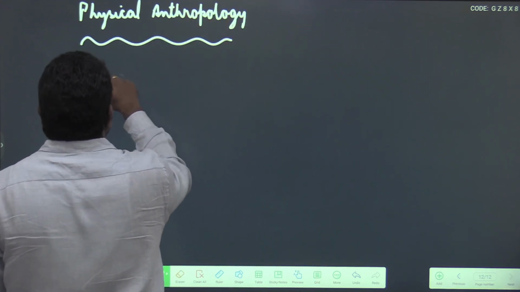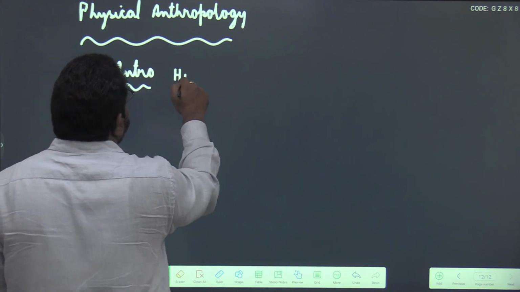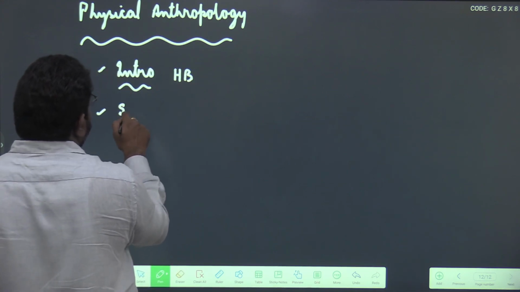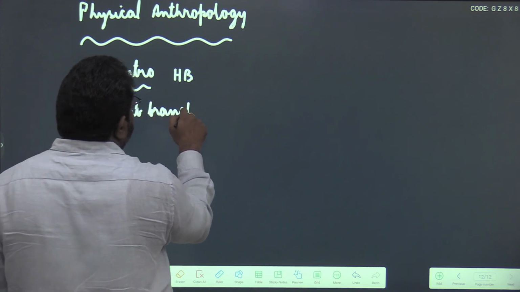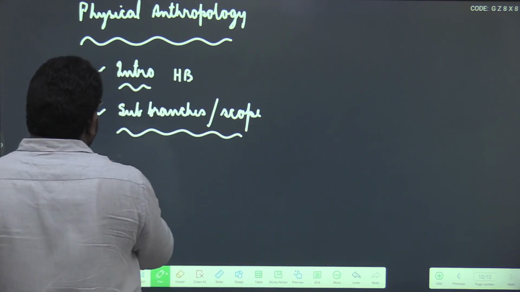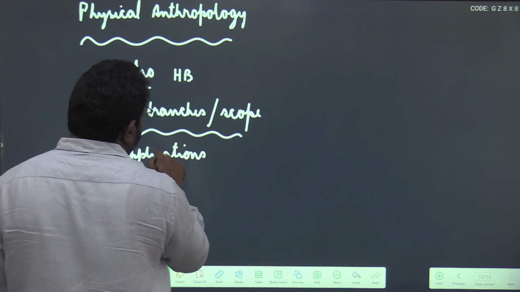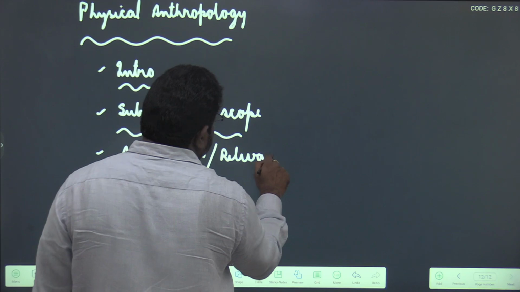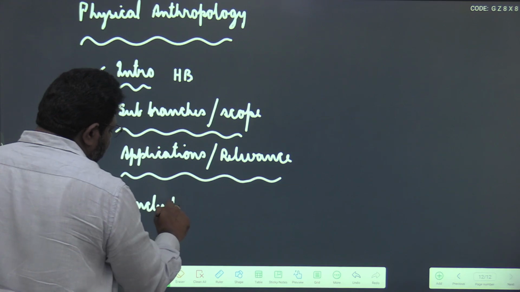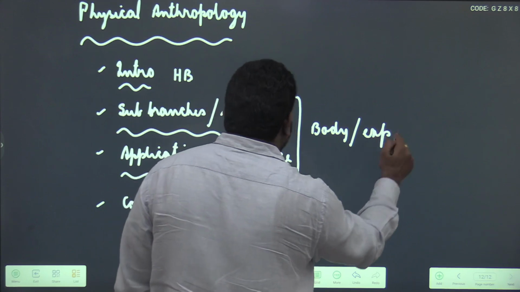So here in physical anthropology we can write an introduction. In the introduction we can give an account of historical background. Then we can write the branches, sub-branches or the scope of physical anthropology. Then you can write applications or relevance of anthropology, and then you can conclude. So this comes under the body or the explanation.